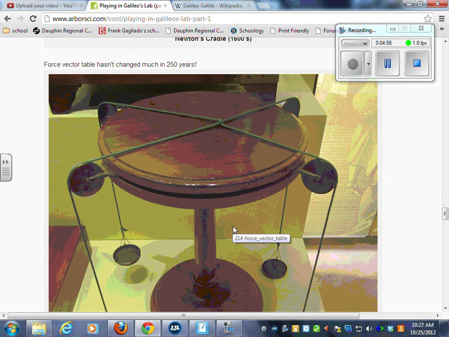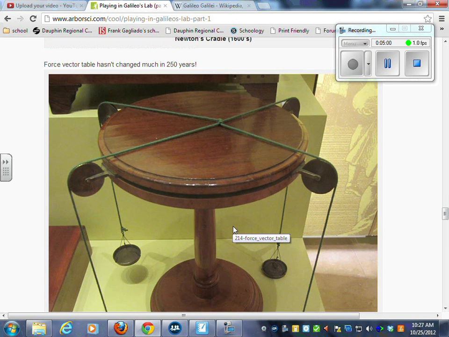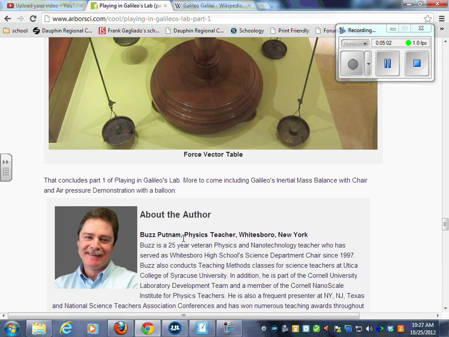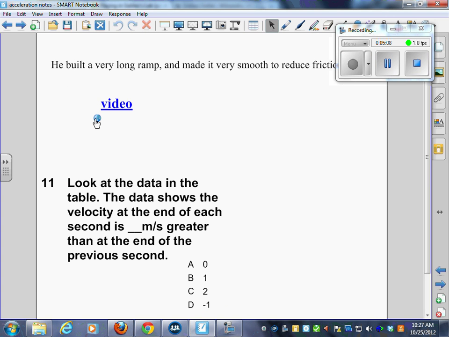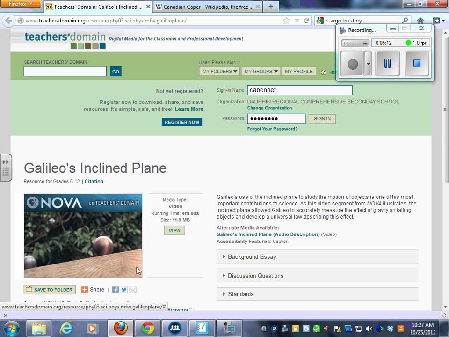Okay, this is a force vector table. Okay, so let me see if I can find this video here for you. Did I not load it up? I thought I loaded it up. You need to take notes. No, you just need to sit and watch.